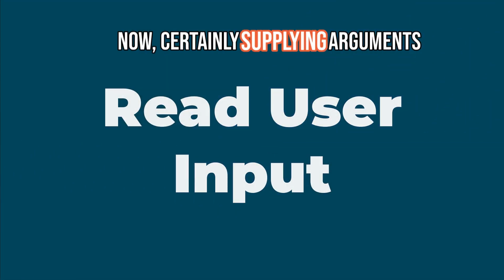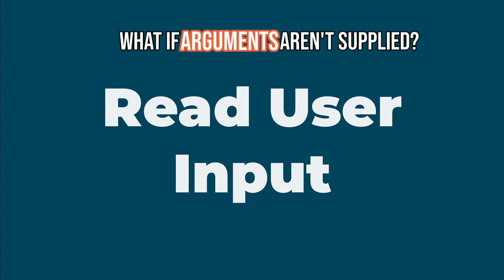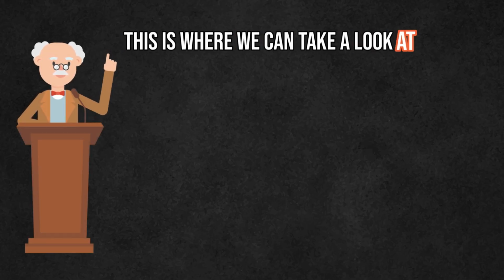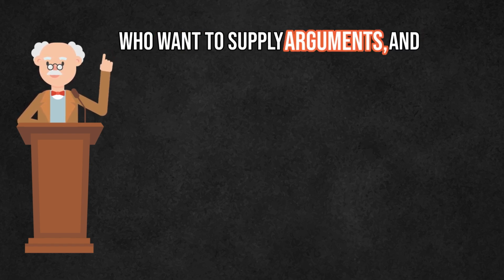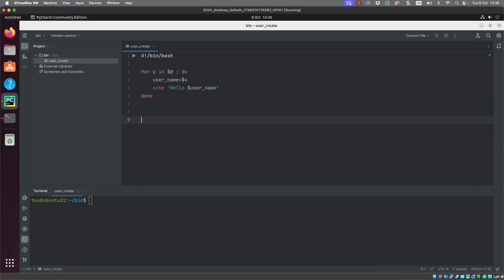Now, certainly supplying arguments through to our script is really useful and a great addition. But what if arguments aren't supplied? How do we cater for it then? This is where we can take a look at reading user input and making sure that we can cater for those users who want to supply arguments and those users that want to use the application interactively. And here we are. And hopefully you're really gaining some good bash scripting skills. And we're able to see now that we can take our users down a certain path and allow them to provide arguments. But if we don't provide arguments, look what happens.